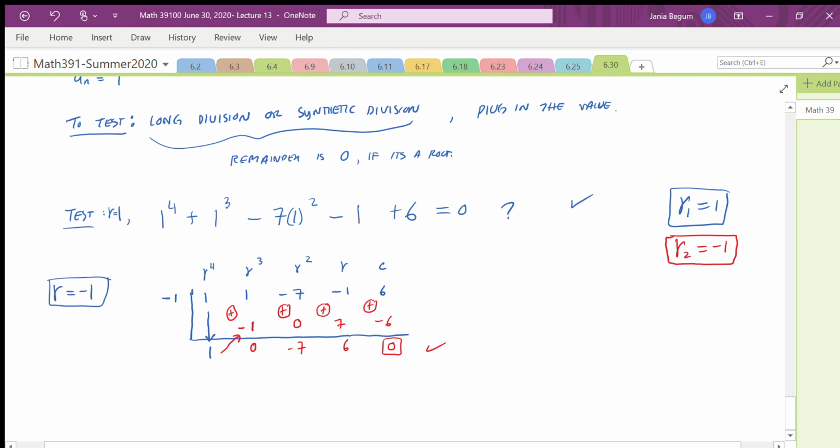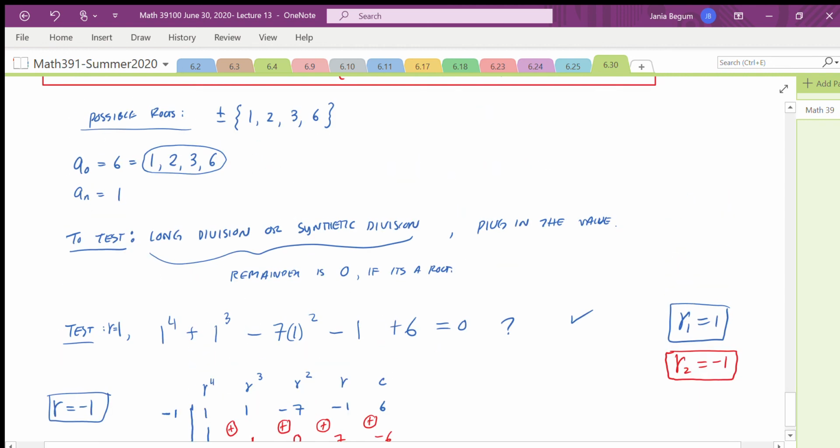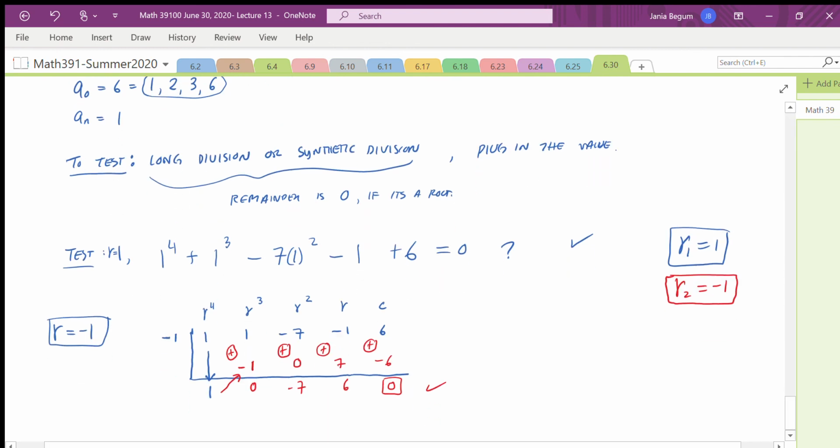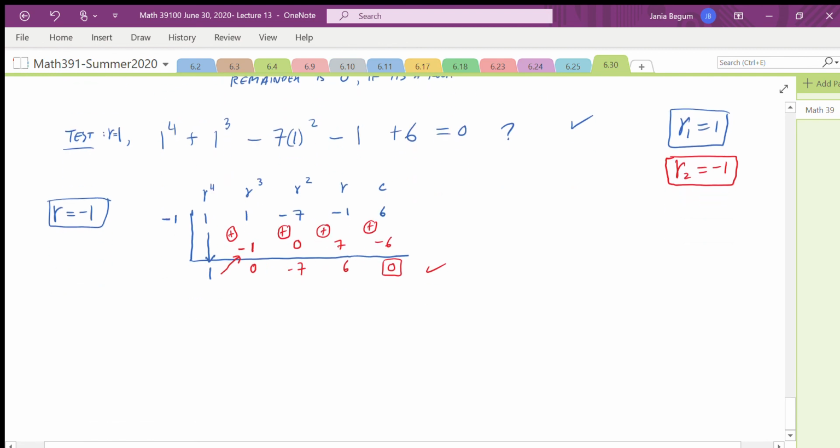We have 2 more to go because we need 4 roots. So we tested 1 and -1. The next ones you can try are 2 and then -2. So what do you guys want to test? What do you think? Should we do 2 or -2? I'm going to go ahead and do 2. So let's test r equals 2, if that's a possible root.